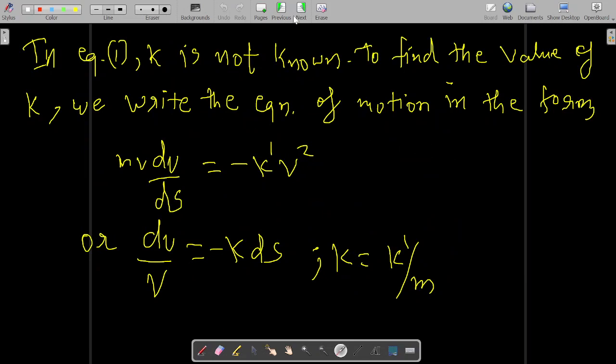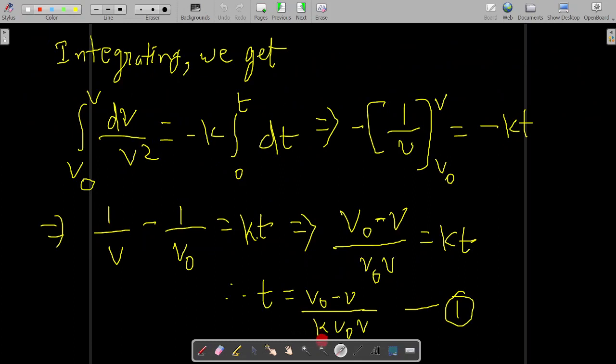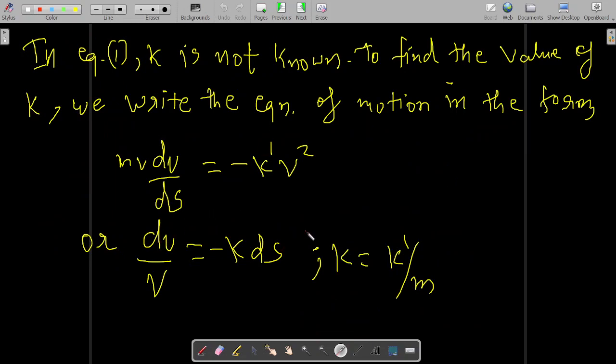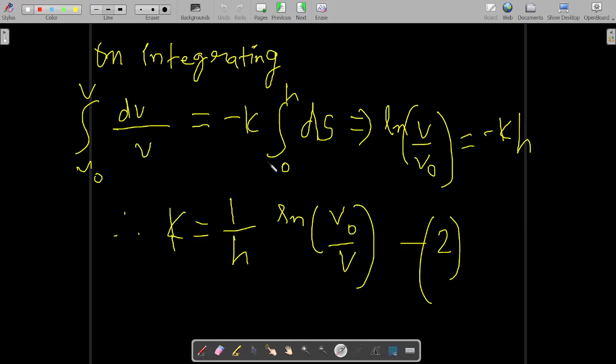Now on integrating, why are we doing all these things? So that we can actually eliminate this k. How will we eliminate this k? In order to eliminate that k, we are basically doing all these things. So we will integrate for the entire motion. So ds is from 0 to h, and velocity has changed from v naught to v. When the motion of the bullet had started, at that time the displacement was 0, and at the final time the displacement is h.